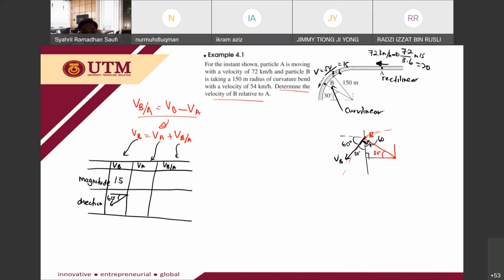Then VA is 20, and the direction is to the left. VB/A is unknown, and you also don't know its direction. So this is the unknown that you need to determine. Since here we have only VB, VA, and VB/A, then you can use the trigonometry method. Let's say I use the trigonometry method first.